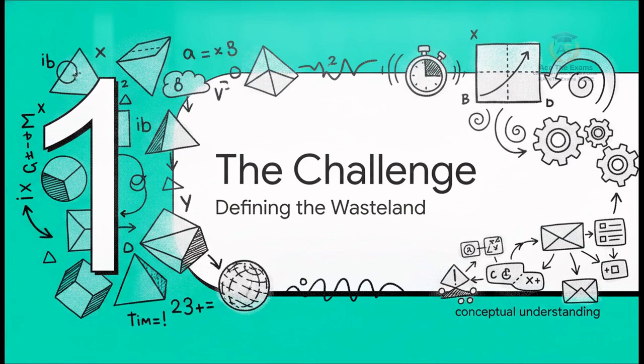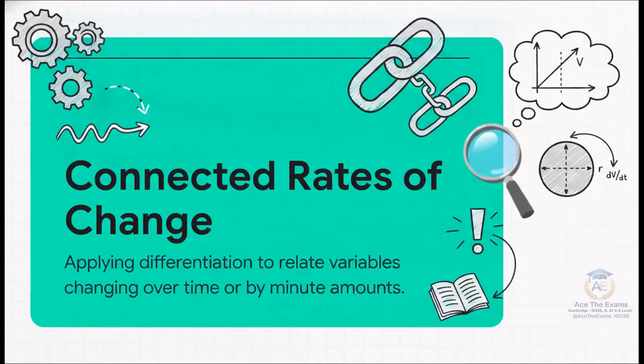Section 1. The challenge. Let's clearly define this wasteland so we know exactly what we're up against. Getting the core definition right is absolutely crucial here. When we talk about connected rates of change in small increments, what are we actually doing? We are applying differentiation to logically relate variables that change over time or by minute tiny amounts.